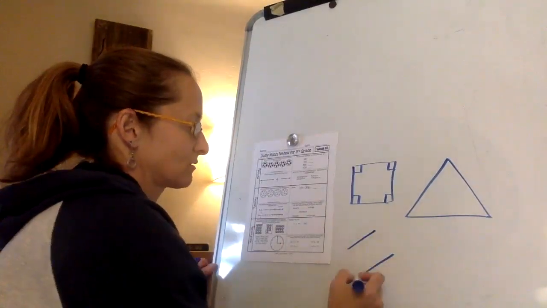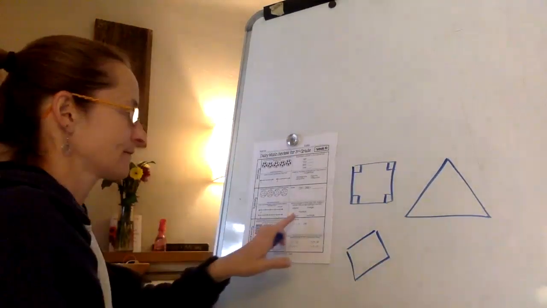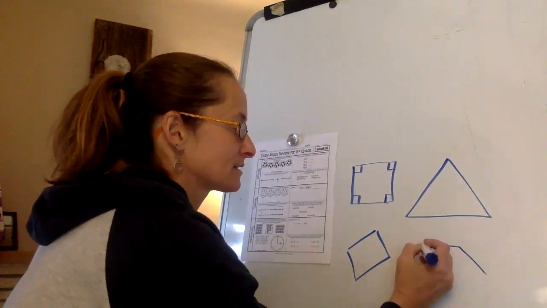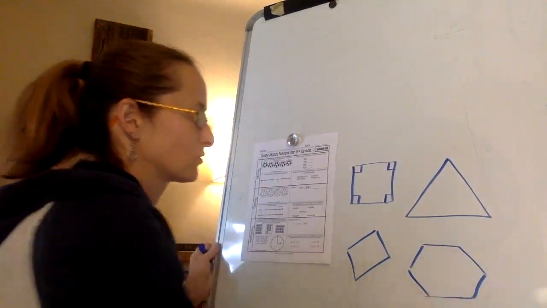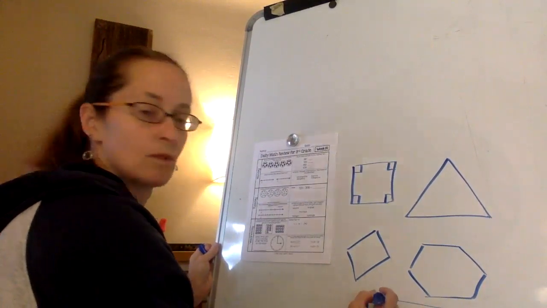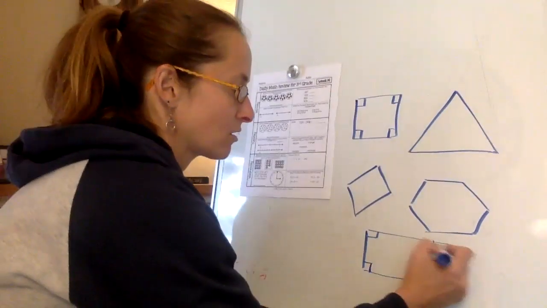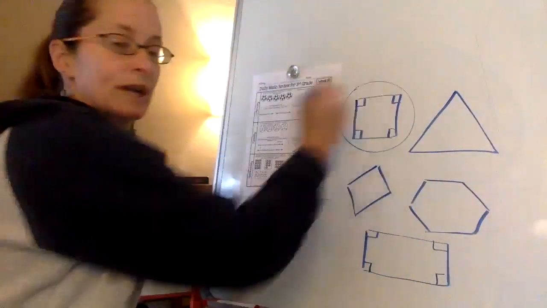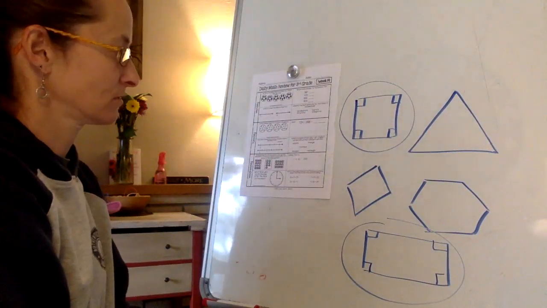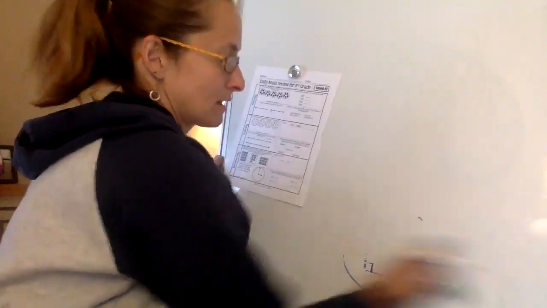Okay, so I'm just gonna see if I can get this drawn correctly. Okay, no, those aren't perfect right angles. Hexagon, remember that's 6 sides. No right angles there. And a rectangle. 1, 2. So your square and your rectangle have only right angles. Okay? Hopefully this is helping a little bit with completing this math review.